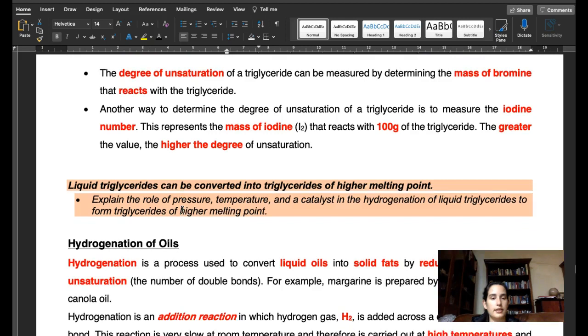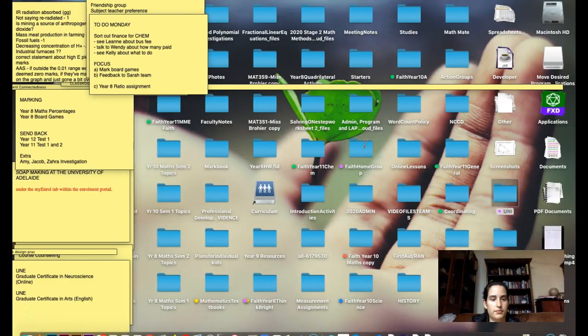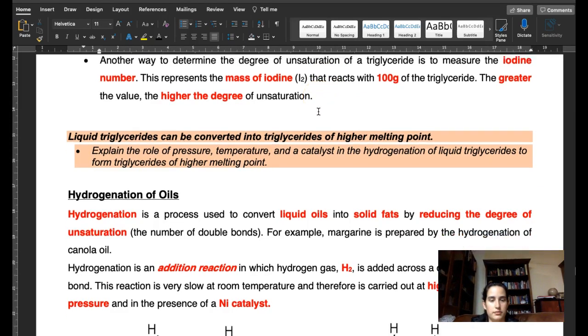Another specific way is to measure something called the iodine number. And that represents the mass that reacts with 100 grams of the triglyceride. If you have a higher value, you have a higher degree of unsaturation. If you have a higher iodine value, higher degree of unsaturation.